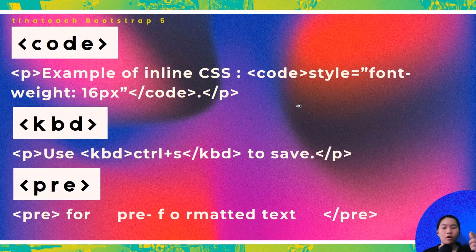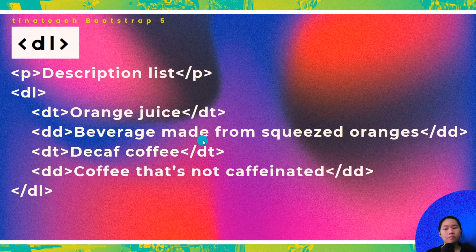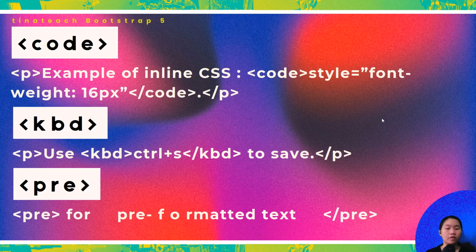To the next part, code, KBD, and pre, which is the last part of this lesson. So code, I have an example here, inline CSS. And then I have a code tag, open code tag, style equals font-weight, 16 pixels, for example. And then I just close the code tag, okay? You don't need to add in any sort of classes or anything like that. Same with KBD and pre. It's the same as DL. Just put it in a container and you'll be good, okay? KBD for keyboards. Once again, pre for pre-formatted text.